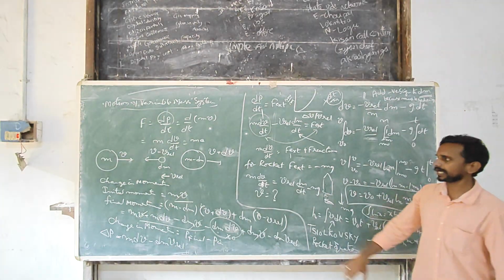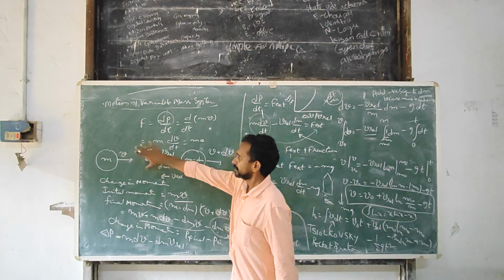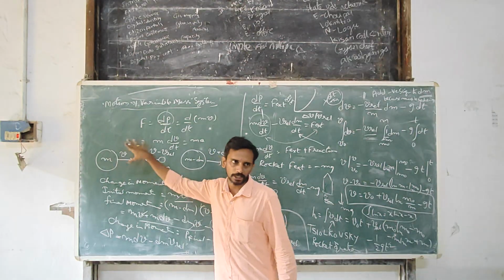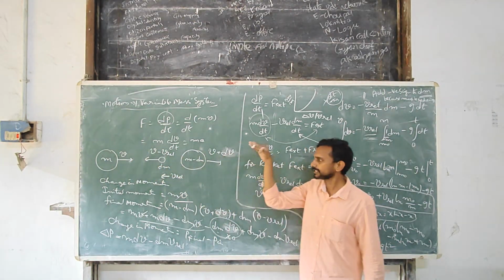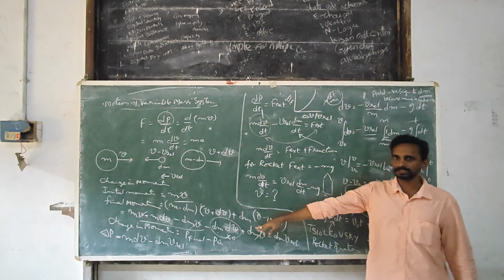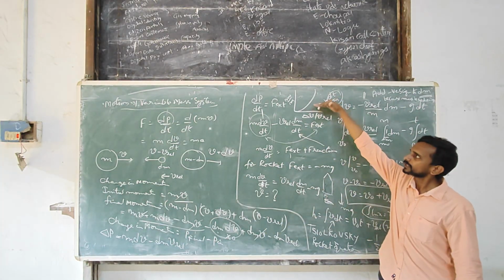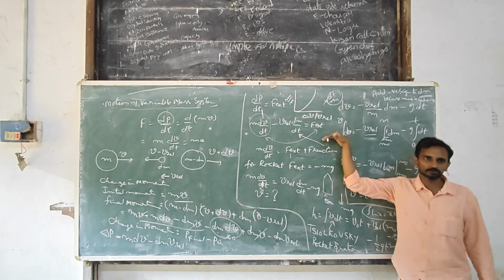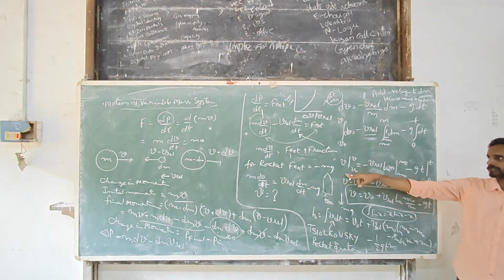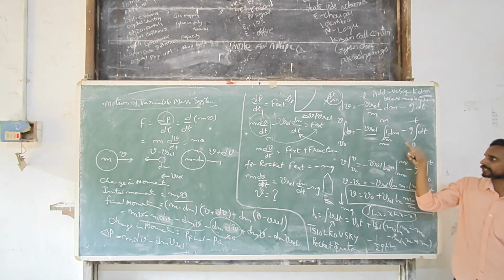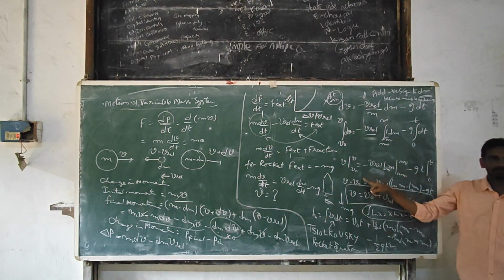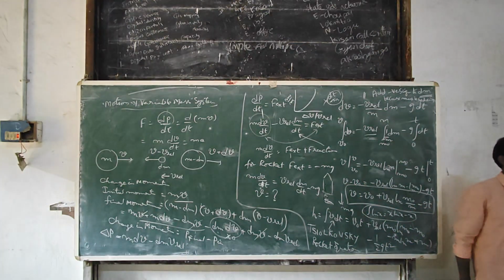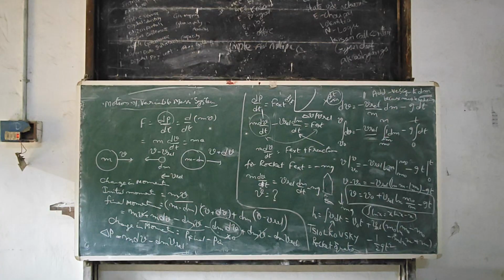So overall we have calculated the initial mass and velocity of the rocket, final mass and velocity, calculated the change in momentum, dp by dt equated to the external force which is minus mg, and calculated the final velocity and final height of the rocket. That's all.